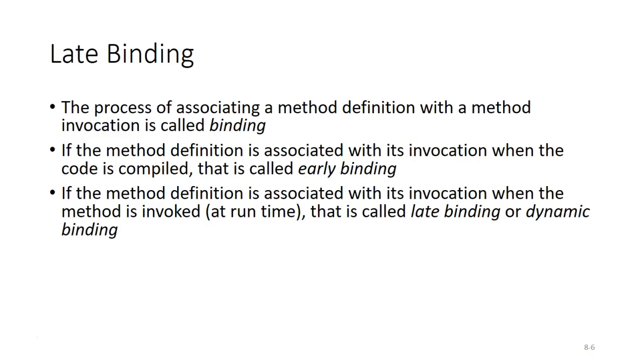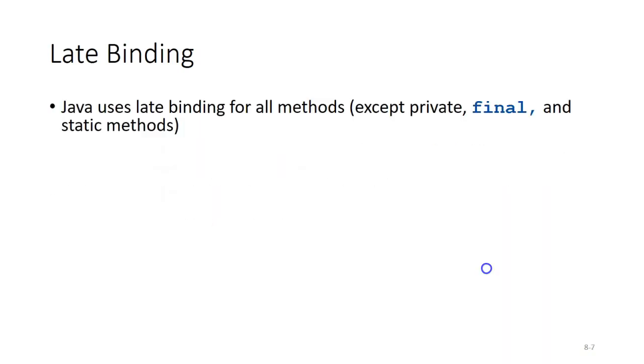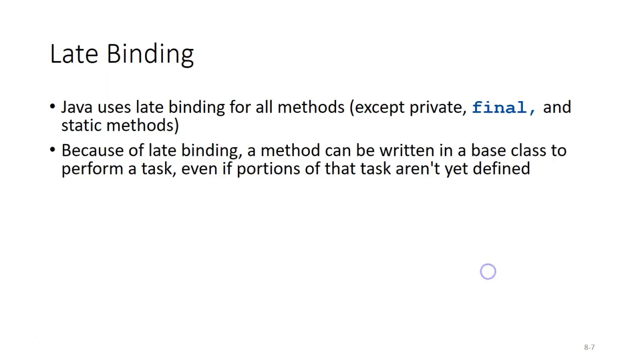If the method definition is associated with its invocation when the method is invoked at runtime, that's called late binding or dynamic binding. Java uses late binding for everything except private, final, and static methods. And so you can write a method in a base class to perform a task even if portions of that task aren't yet defined. That's exactly what we did with getPerimeter and getArea.